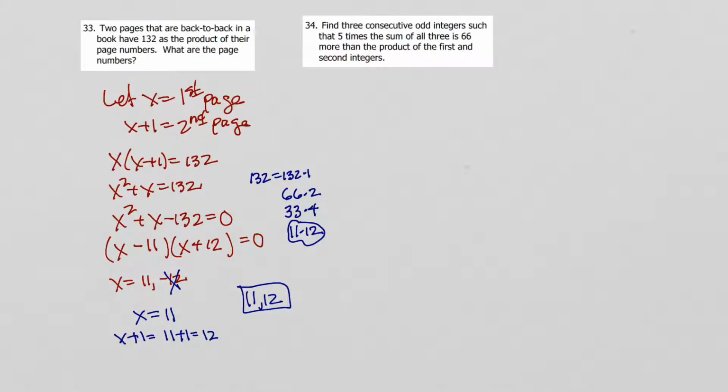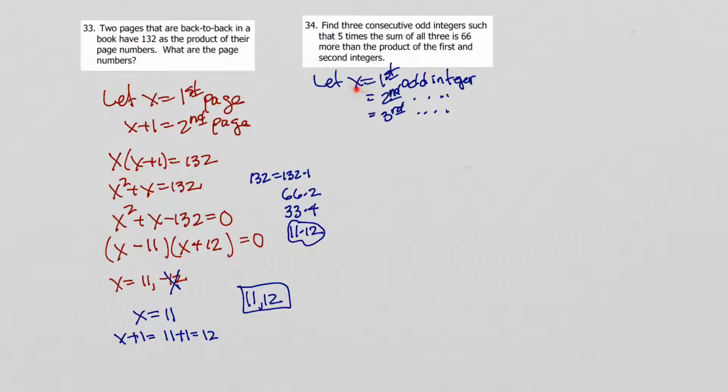Reading over 34, we see we have 3 consecutive odd integers. So as soon as I see that, I'm going to name these. 3 consecutive odd integers. So how about if we do this? Why don't we let x equal the very first odd integer, and then we've got 2 more, right? So we have the second odd integer. We'll have to name the third odd integer, and we'll do it like this.